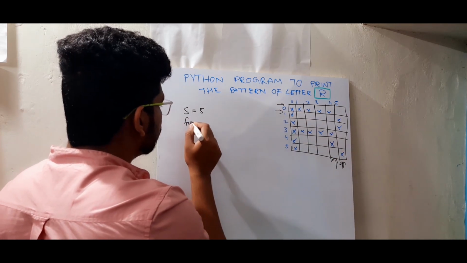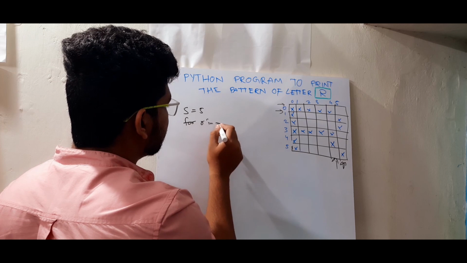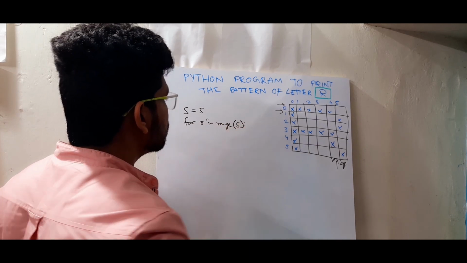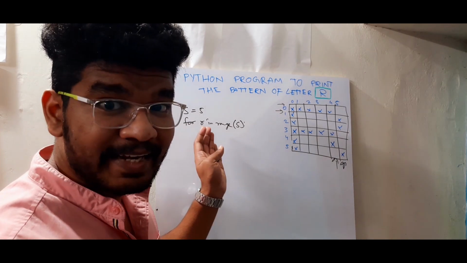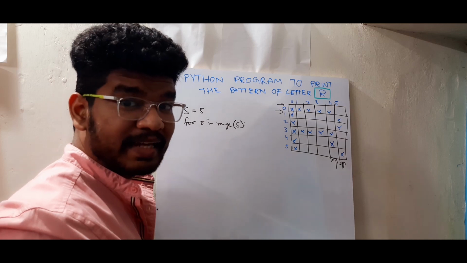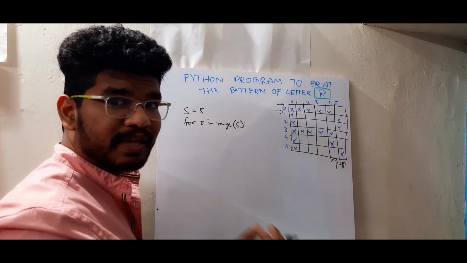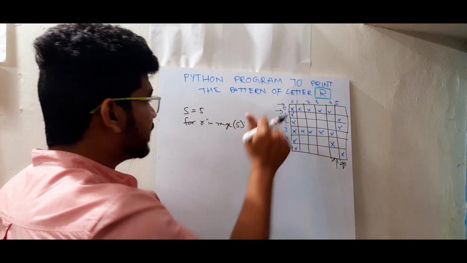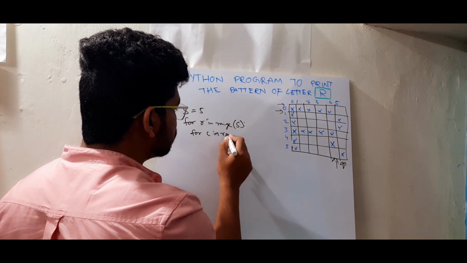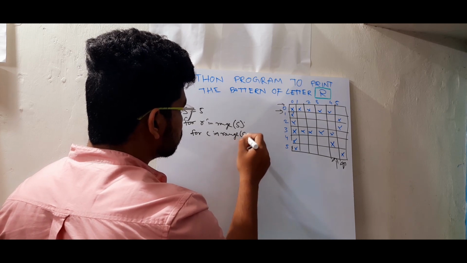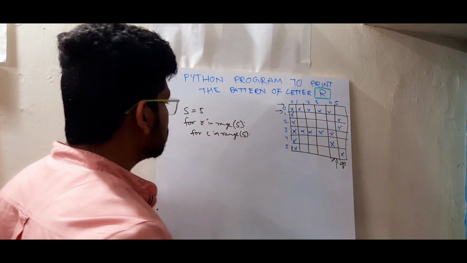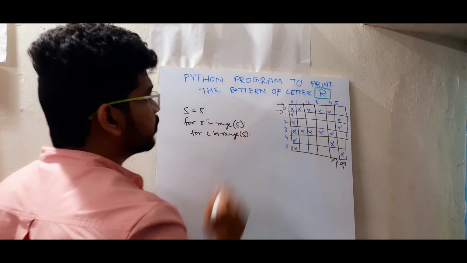So I'll write for R in range, R means rows here, range of S, that is the size. In this program, I'm statically taking S as 5 size. While I go into my PyCharm IDE, I'll take that size from the user. Based upon that size, the size of this pattern will vary. So for C in range, C means columns, that's range of size also. So I am looping rows and columns.